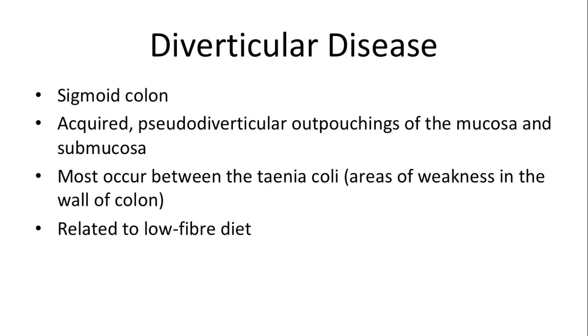And it is typically an acquired condition occurring preferentially in the sigmoid colon, where they occur in between the tinea coli, which form the areas of weakness in the wall of the colon. And the pathogenesis is believed to be related to low fiber diet.